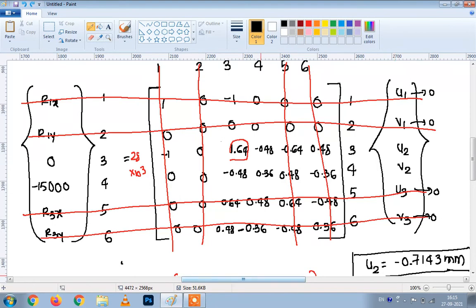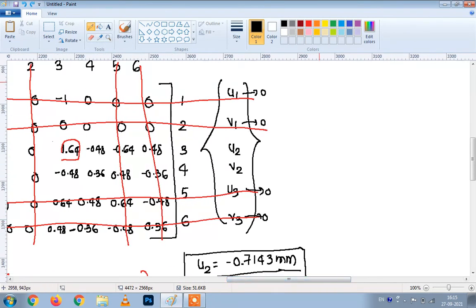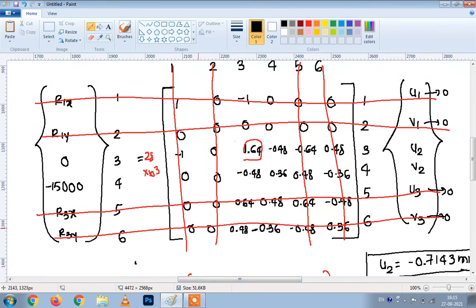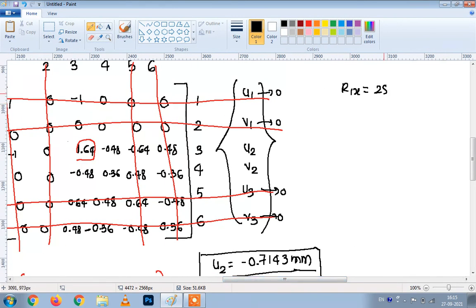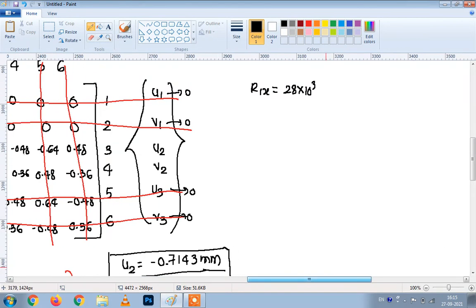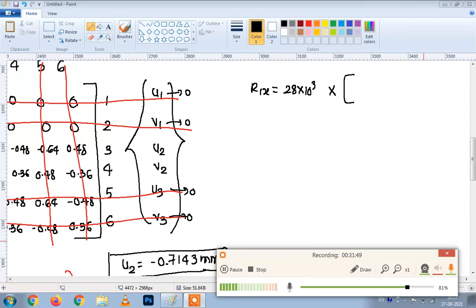So simplifying our calculation, the first thing that we will do here is R1x, which is equal to minus 1 into u2 and 0 into v2. So 28 into 10 raised to 3 into. So here we have to calculate this.